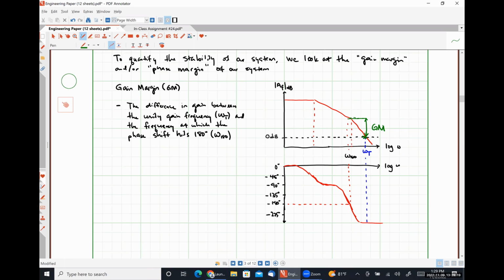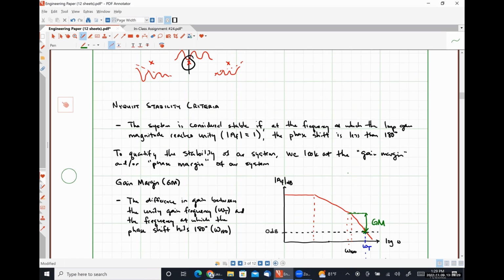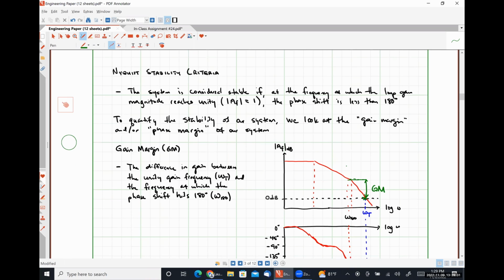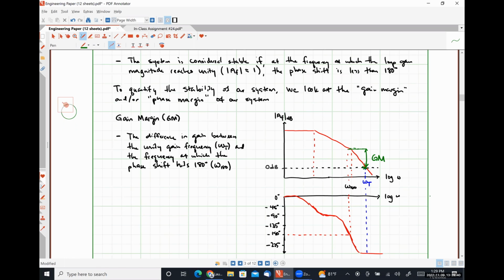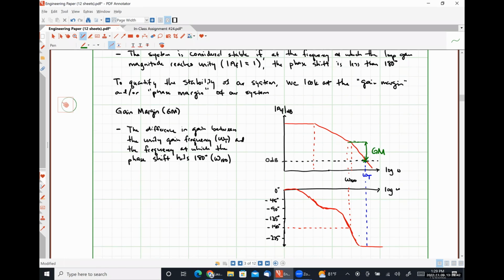A negative gain margin is bad because it means we have an unstable system. We have not met our Nyquist criteria, right? Nyquist stability criteria says we need our loop gain to be 1 or smaller before we hit 180 degrees, and we did not do that in this particular graph. So this is bad. Okay.